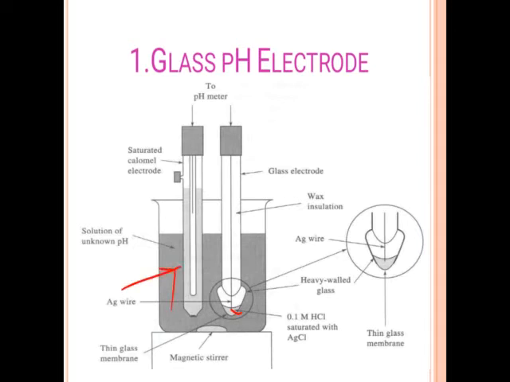Similarly, the unknown sample is added to this glass electrode, and this is the calomel electrode. So due to the difference in these two electrodes, we can know what changes take place in the voltage due to the reaction, due to the chemical which is added, or due to the analyte or the unknown sample.